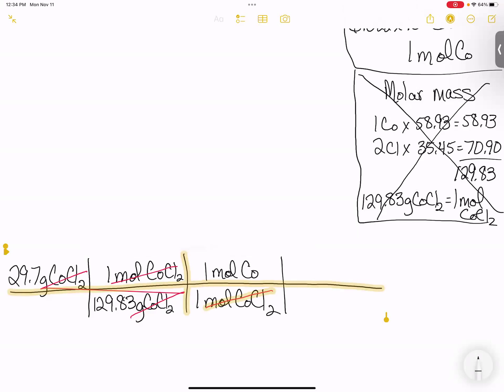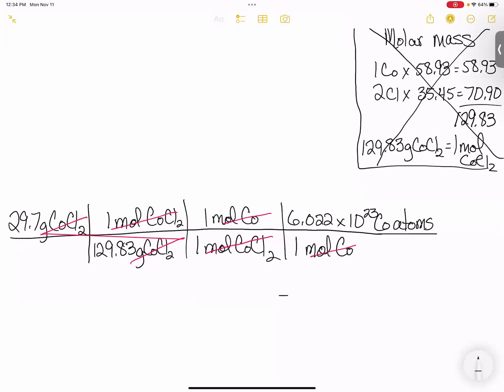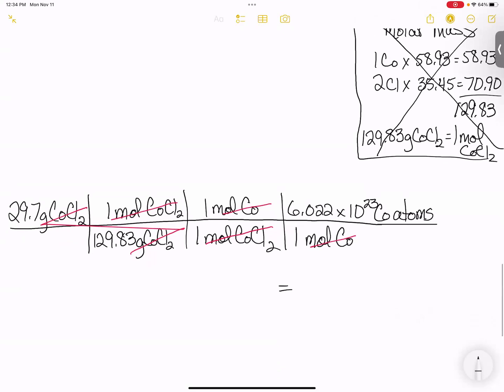What of Avogadro's number goes in the denominator? The mole. The reason it goes in the denominator is because you've got to cancel out the substance and the unit. And when we complete this calculation, we get to the cobalt atoms that we were asked to solve for. And the answer comes out to be 1.3776 times 10 to the 23rd cobalt atoms.